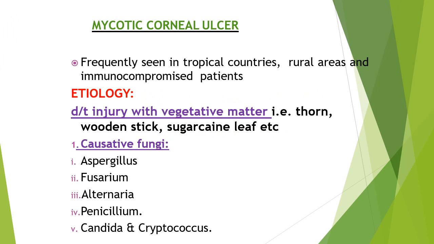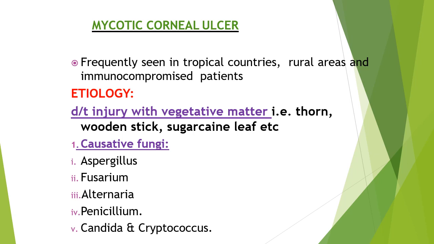So fungal corneal ulcer, also called a mycotic corneal ulcer, is most commonly seen in people who are working in fields, because they get exposed to or traumatized by vegetative materials. Apart from that, it is commonly seen in immunocompromised persons like retroviral infected patients or patients on radiotherapy or chemotherapy, such as cancer patients. The vegetative matter may be in the form of thorn, wooden stick, or sugar cane.